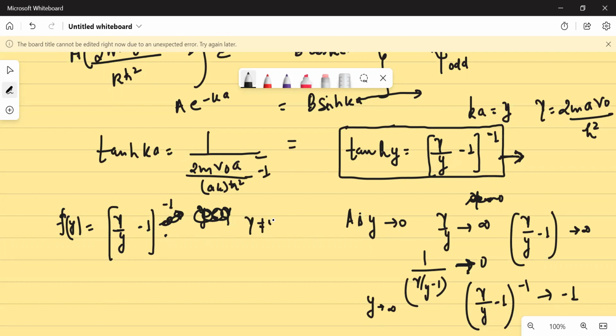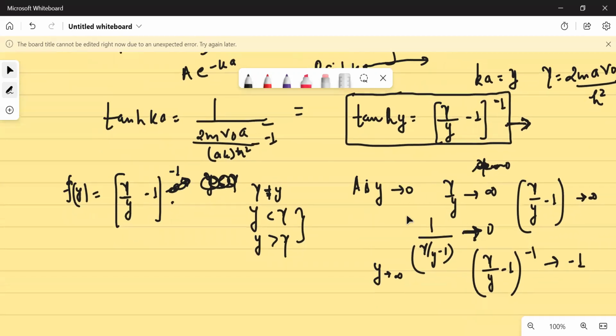Are you getting my point? See what is happening in this. This particular graph will be discontinuous at gamma. So there will be two cases. One case would be y less than gamma, and the other case would be y greater than gamma. Is that clear? Because your function is discontinuous at gamma. This is the problem. That is why we are encountering some sort of difficulties. So let us first do the basics. So this is what we have done.